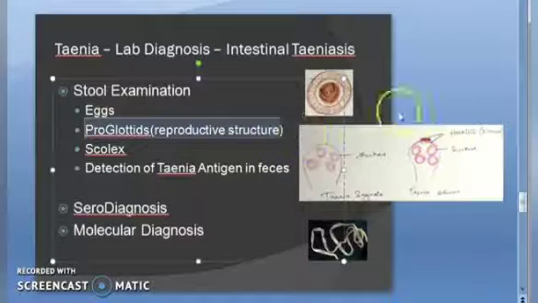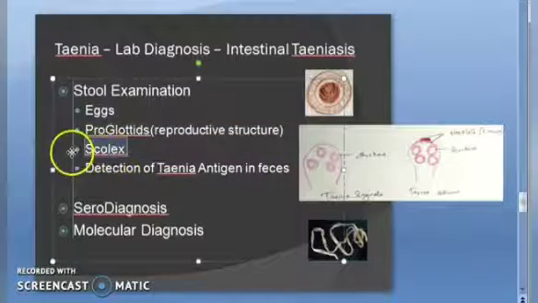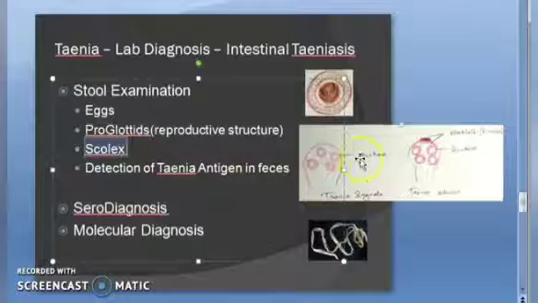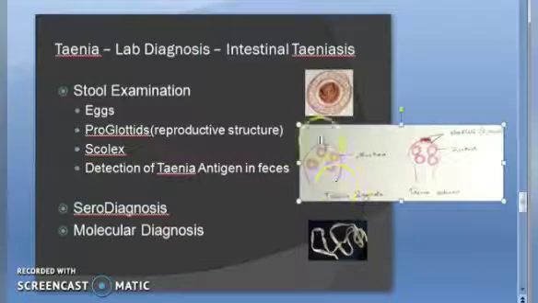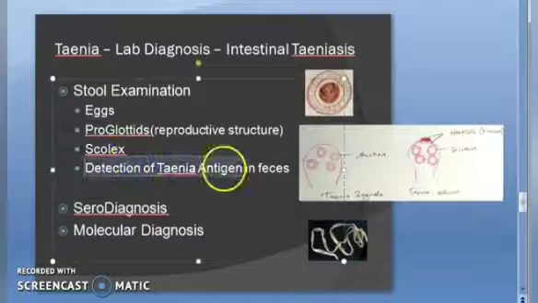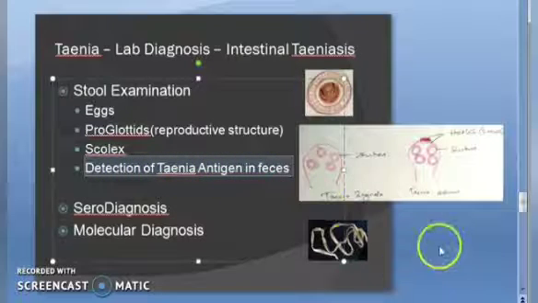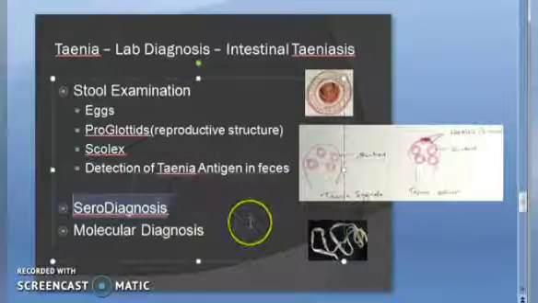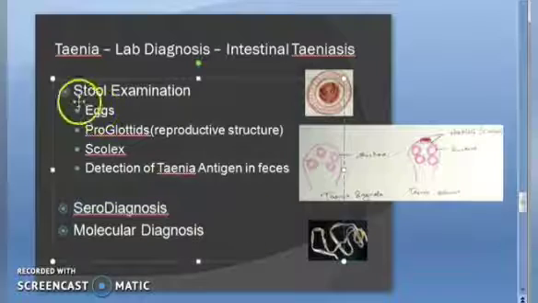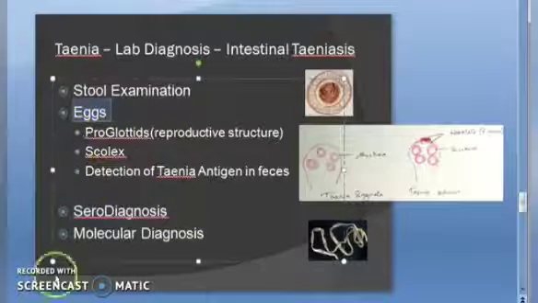Proglottids are the reproductive structures. You can try to detect them. Scolex, you can see here how they look. For tinea saginata, tinea solium has two rows of hooklets, rostellum, etc. You can also detect the antigen in the feces. Serodiagnosis usually is for antibody, correct? So let us look at the details of these.